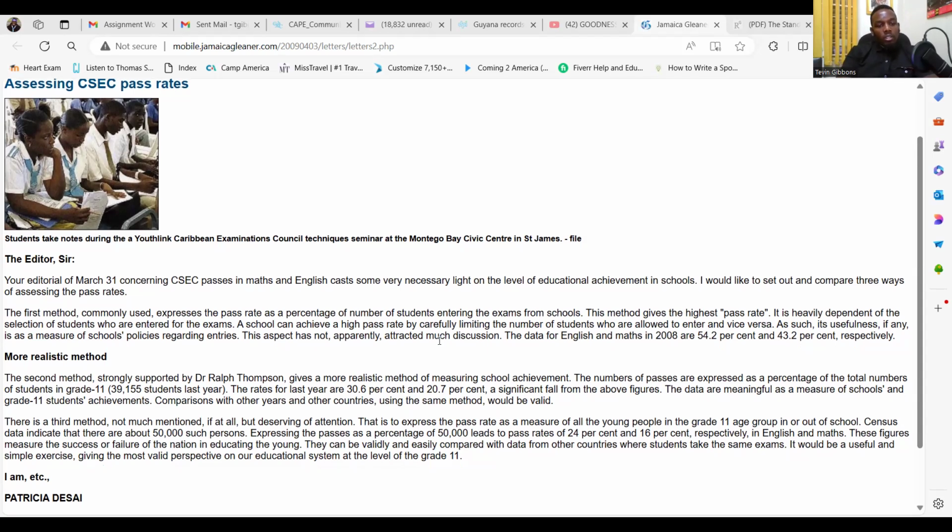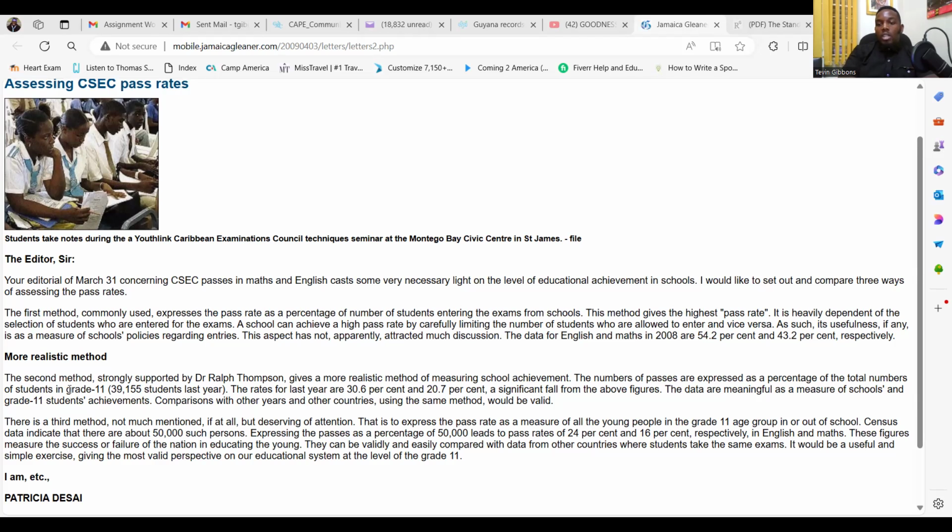More realistic method. The second method, strongly supported by Dr. Ralph Thompson, gives a more realistic method of measuring school achievement. The numbers of passes are expressed as a percentage of the total numbers of students in grade 11, which according to him in that year was 39,155 students. The rates for last year then would be 30.6% and 20.7% for English and Maths, a significant fall from the above figures.